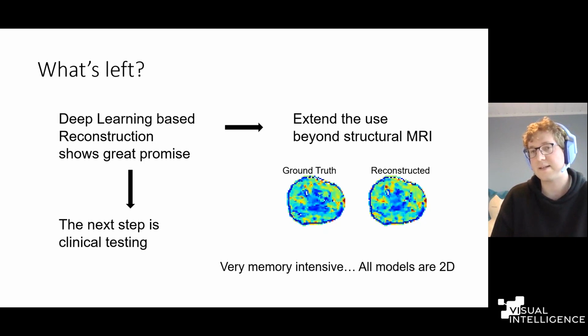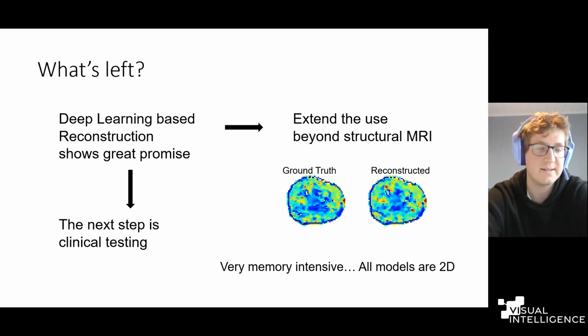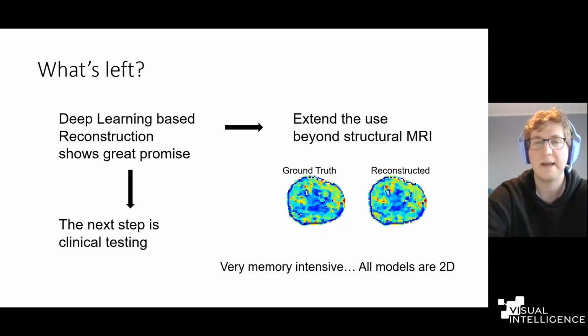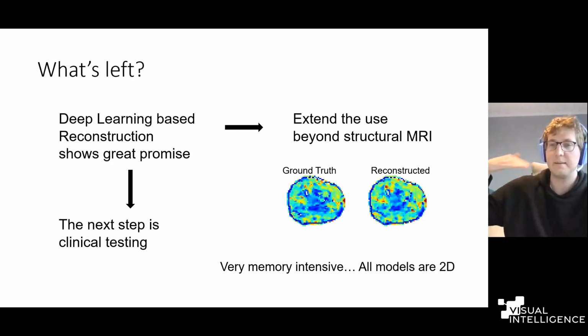So another thing would be to extend the use beyond structural MRI. For example, you could do something called elastography, where you try to estimate the stiffness of the brain. But that's a lot less common, so having fully sampled data is also a lot less common. And lastly, the models have a tendency to be very memory intensive since they're very large. They span multiple subnetworks where each one is its own unit, and all of them are 2D, so they can't reconstruct the entire brain. So we have to go a single image at a time.